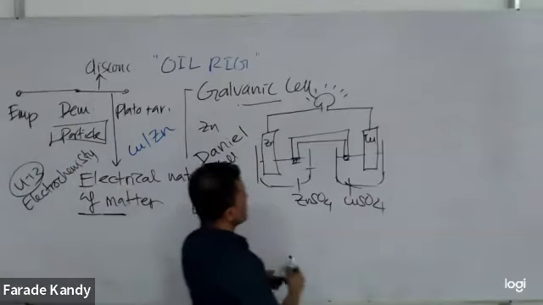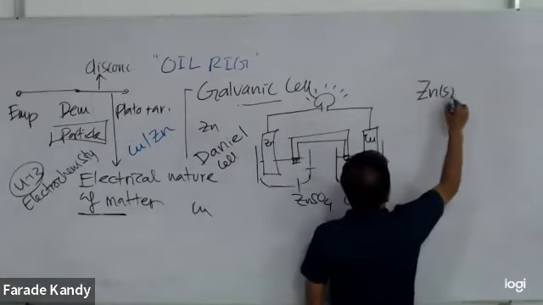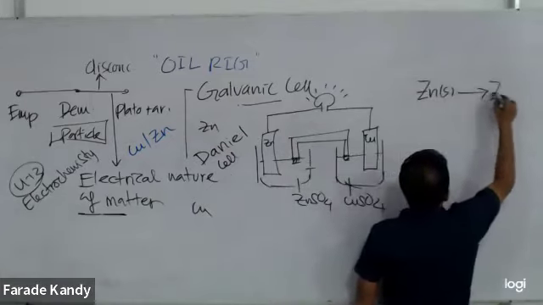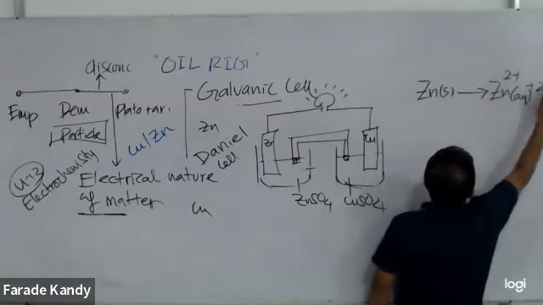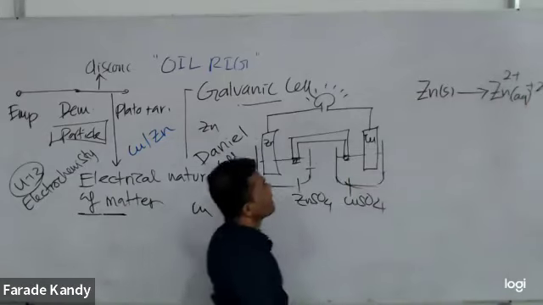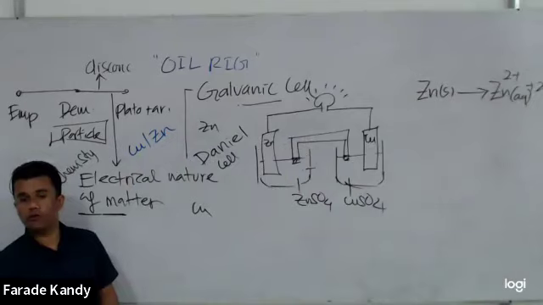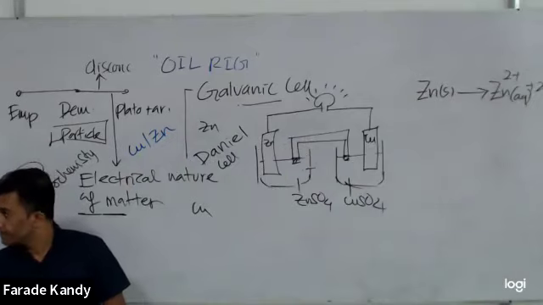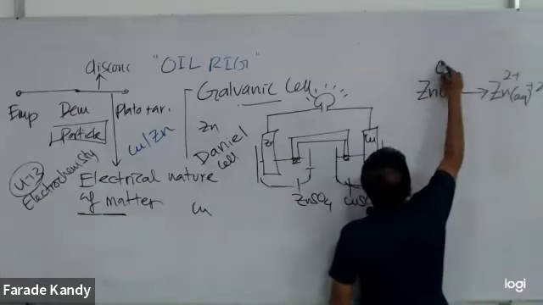In this Daniel cell, you said zinc is more reactive. Yes, that's what zinc does. Zinc loses its electrons and becomes Zn2+. It undergoes oxidation. Electrons are on the product side, meaning losing electrons, which I said is oxidation. Then zinc undergoes oxidation.